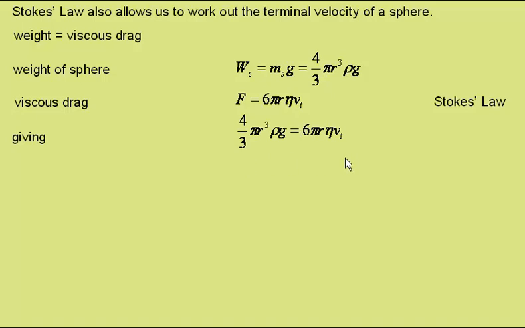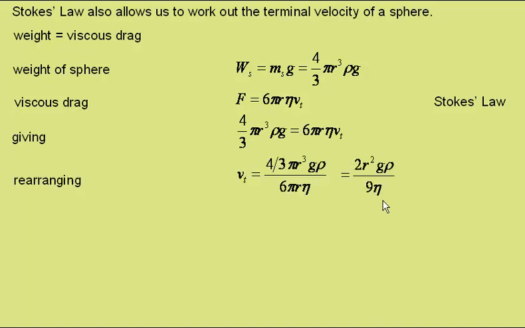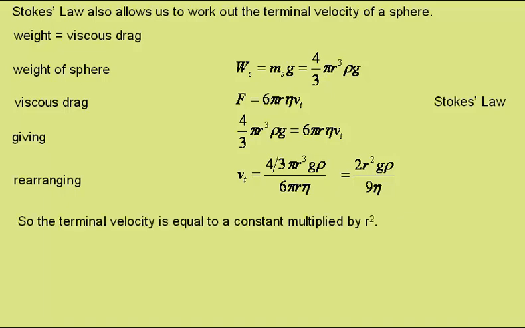giving this, which we can rearrange and simplify. So the terminal velocity is equal to a constant multiplied by the radius of the sphere squared.